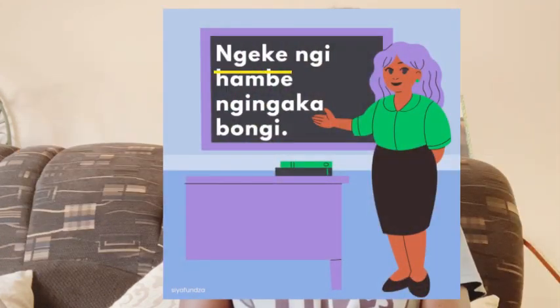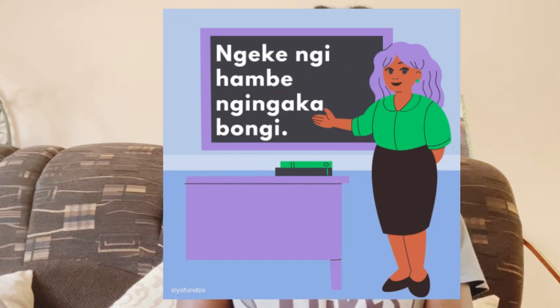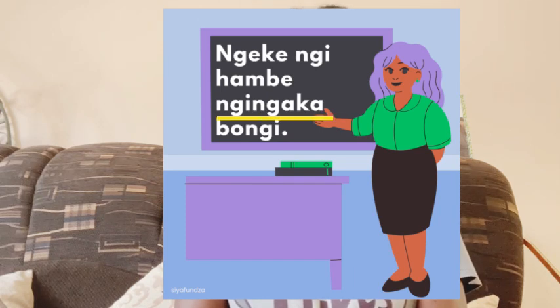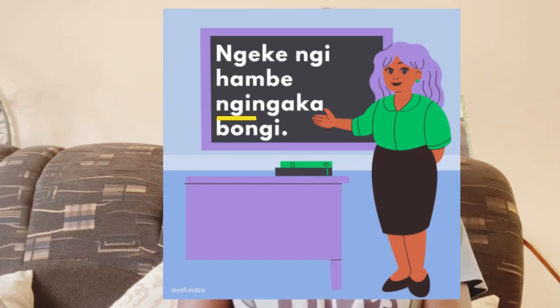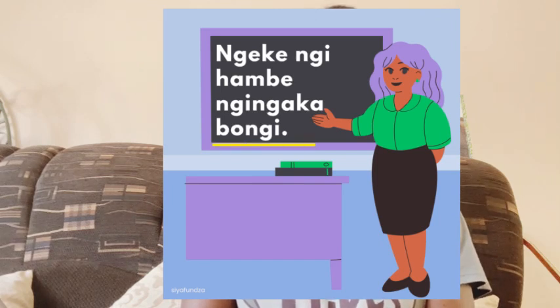Let's try it. So the first part, let's say ngeke, ngeke. Okay, now let's say ngihambe, ngihambe. Okay, now let's say ngingaka, ngingaka. And finally, let's say bongi, bongi.